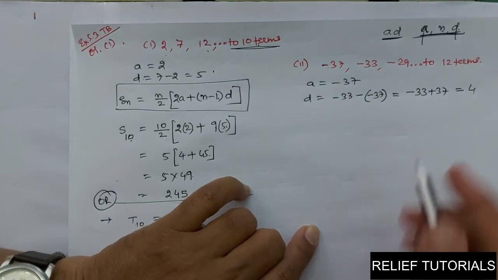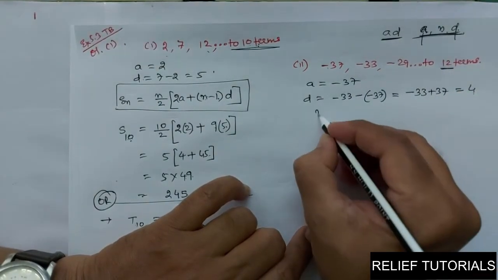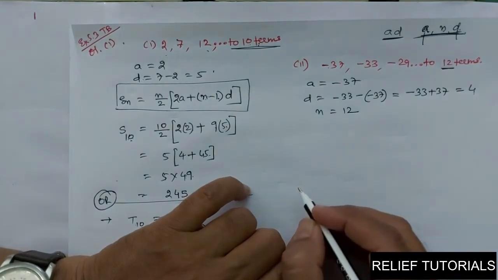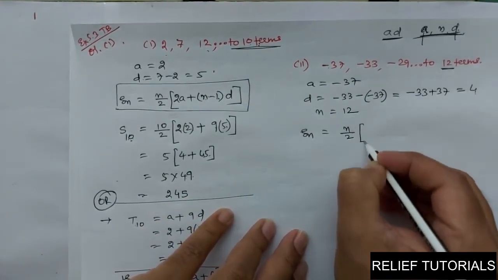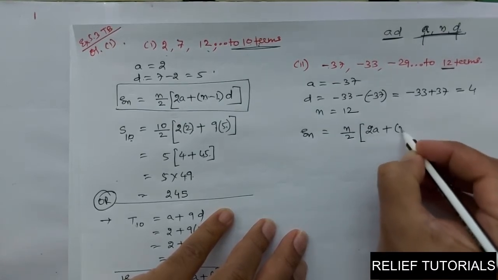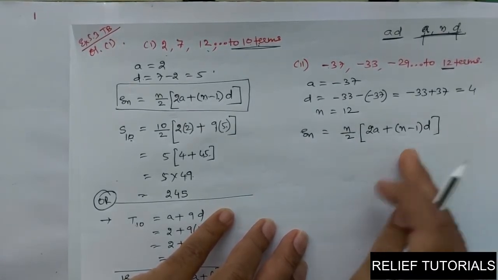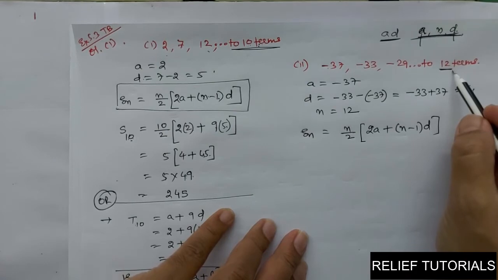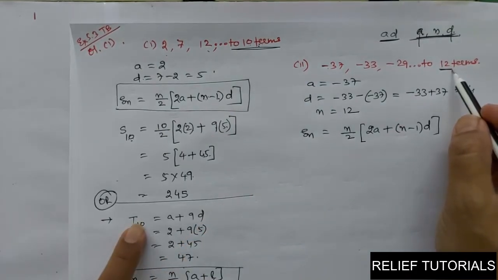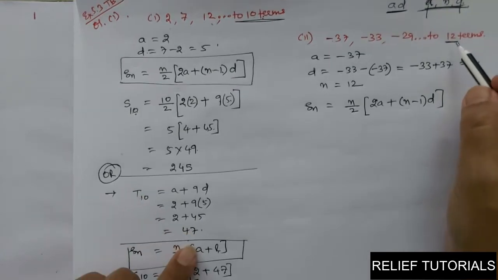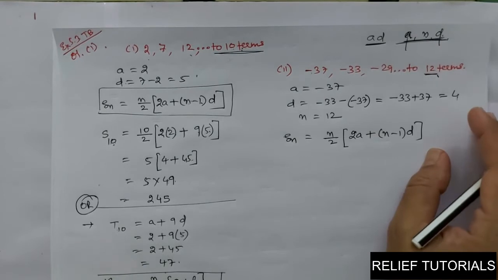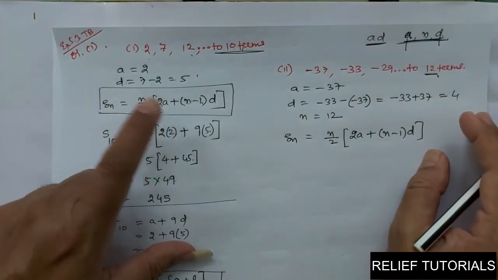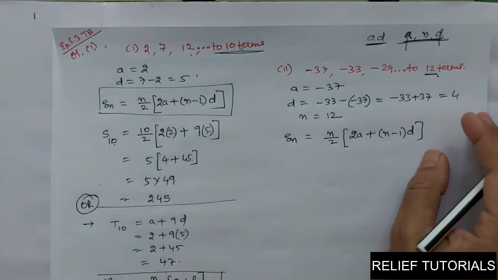So we got the difference. Now we want to find the sum up to 12 terms. So n is equal to 12. Now you will use the formula Sn is equal to n by 2 into 2a plus (n minus 1) into d. Why this? We don't have the last term. That is, we don't have the 12th term. So otherwise you first have to find the 12th term, and after finding the 12th term you can use the other formula. But instead of doing that, we will directly use this formula, which is used when the last term is not given.